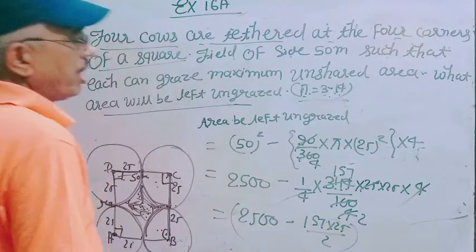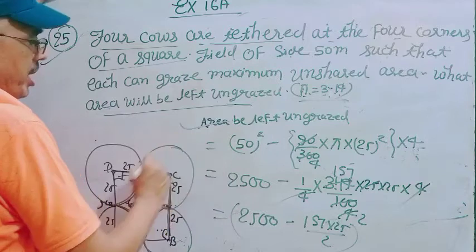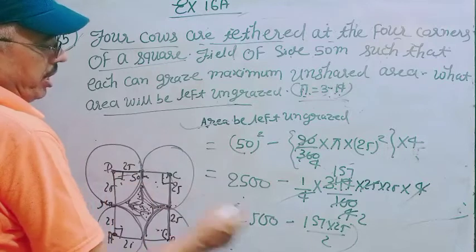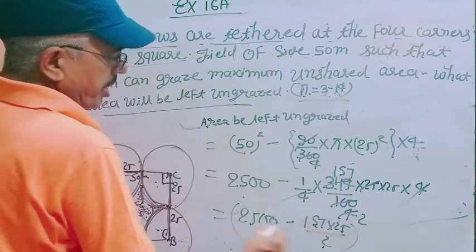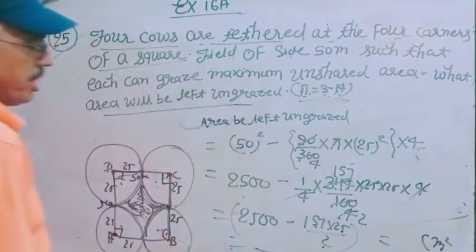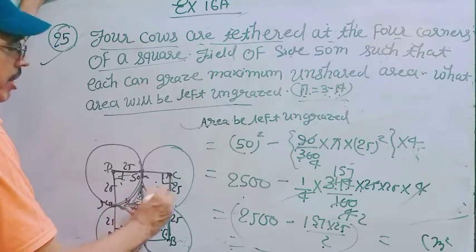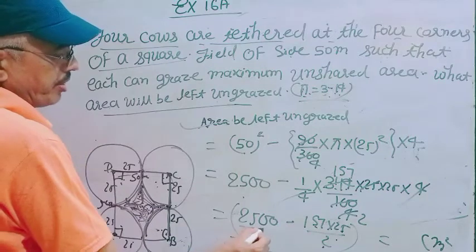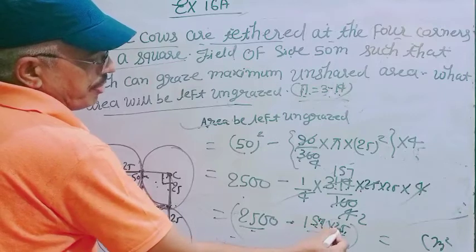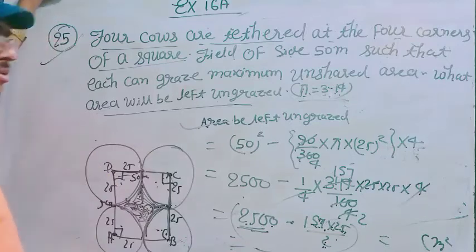So what is the area of the ungrazed part? The part that the cows cannot graze is equal to the area of the quadrants subtracted from the area of the square. So you multiply 25 and divide by 2 and subtract it, then you get your solution, and this part is the area of the unshaded part, that is the ungrazed part. So you find it with the help of this calculation, that is 2500 minus 157 into 25 by 2. First you multiply 157 into 25 and divide by 2 and subtract from 2500, then you get your solution.